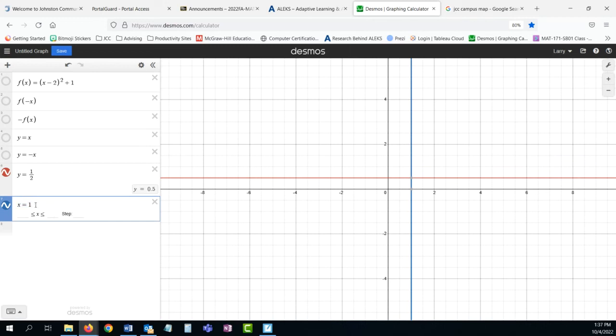The reason the slope is undefined is if you pick any 2 points on this line and you find the slope, you'll cause division by 0. So that's why a vertical line has a slope that is undefined.